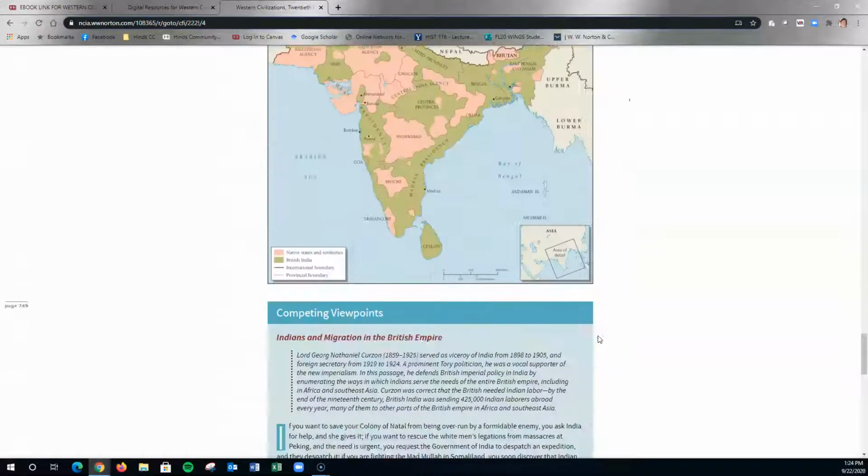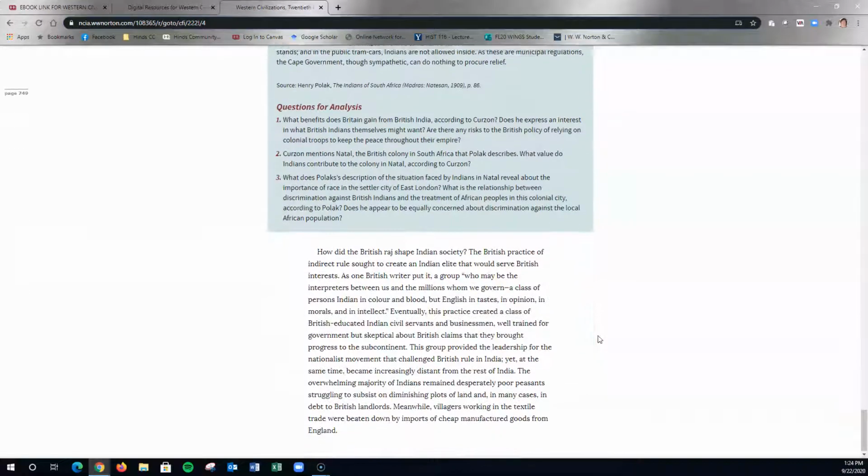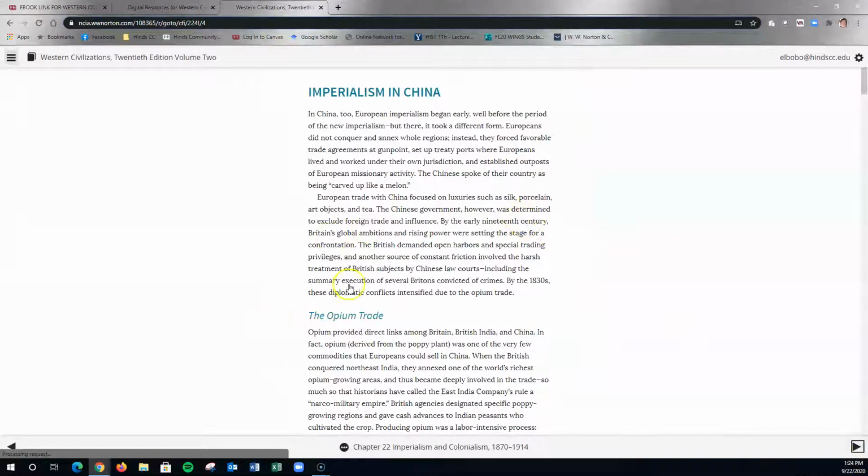The next big part of the text, after taking a look at India, you move to China. And once again, opium is going to play a role in imperialism in China. China is too big to be taken over directly by any one country. So instead, what you're going to see is a lot of European countries carving out what many texts call spheres of influence, places inside of China where they dominate the local markets and they dominate trade. The British are the first to really do this because of the opium trade.